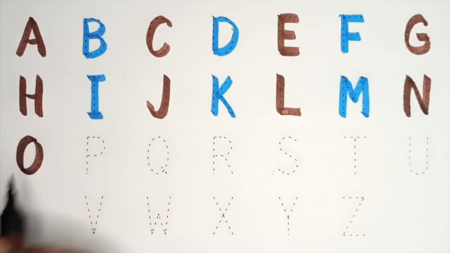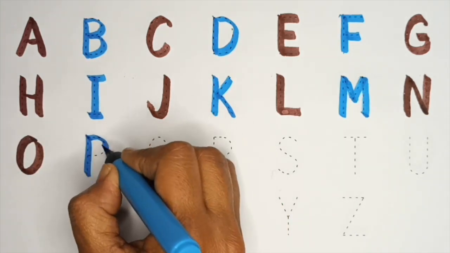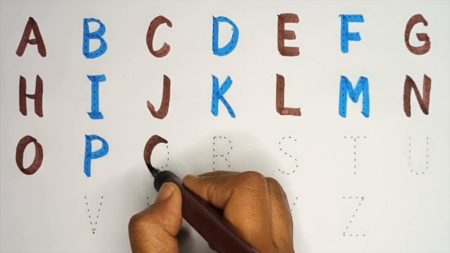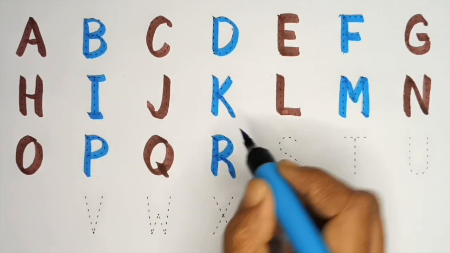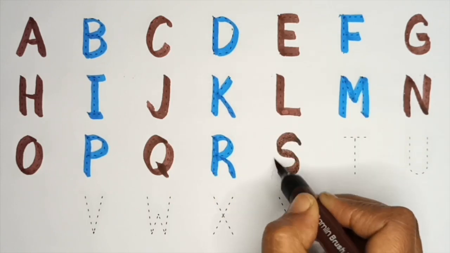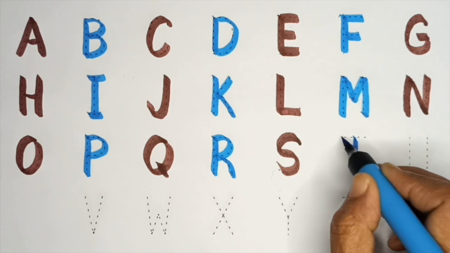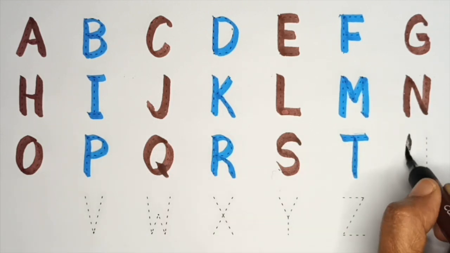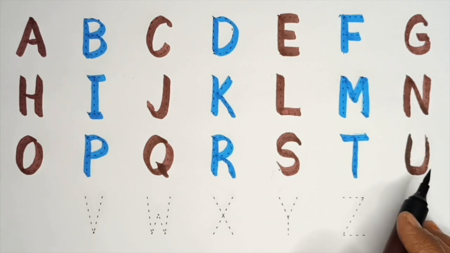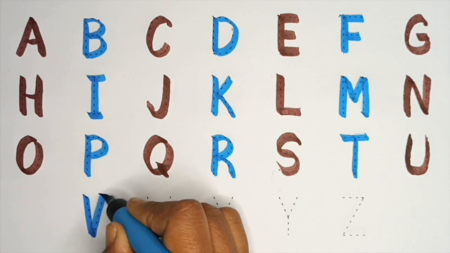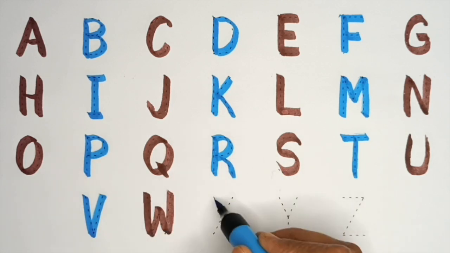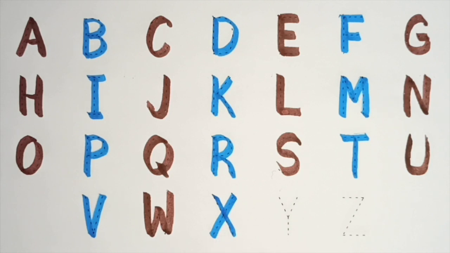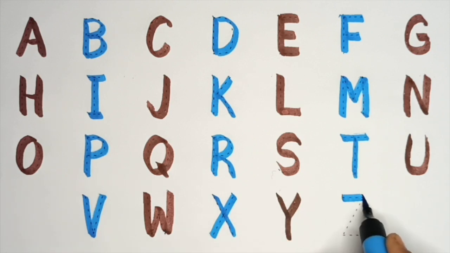O, O for orange. P, P for parrot. Q, Q for queen. R, R for rabbit. S, S for sheep. T, T for tree. U, U for umbrella. V, V for van. W, W for watch. X, X for xylophone. Y, Y for yak. Z, Z for zebra.